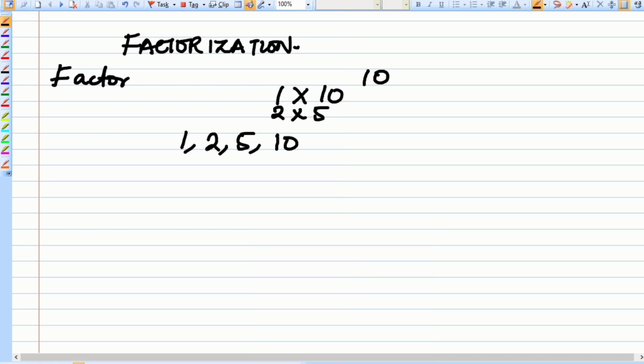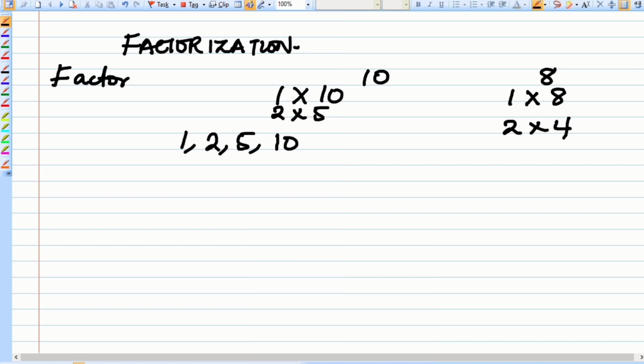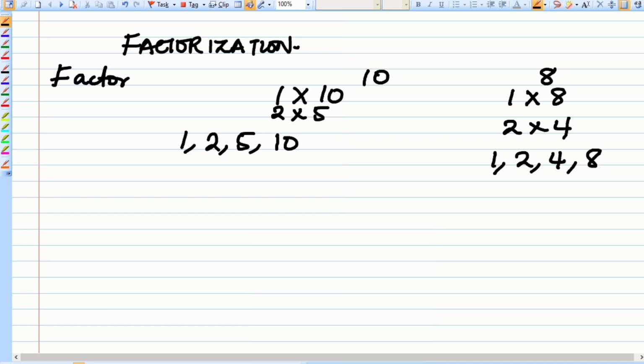What you must know is that every number is a factor of itself and 1 is a factor of every number. So 10 has 4 factors. What of 8? Factors of 8 will be 1 times 8, 2 times 4. So we have 1, 2, 4, and 8. So we have 4 factors of 10 and 4 factors of 8.